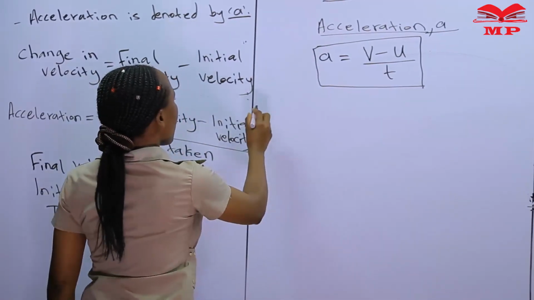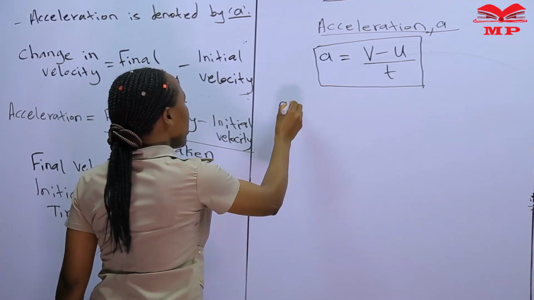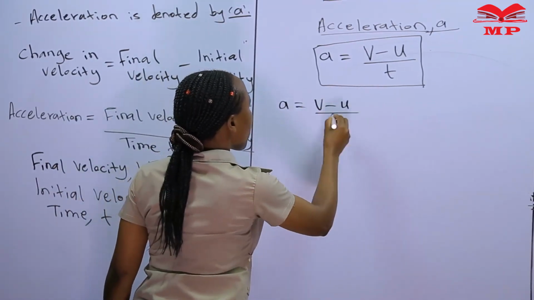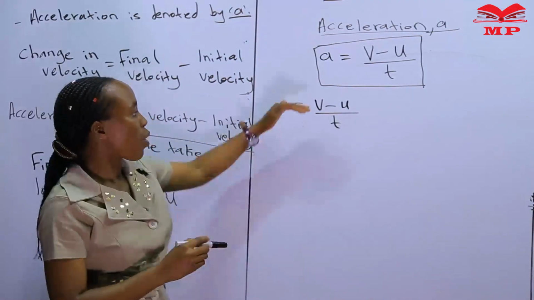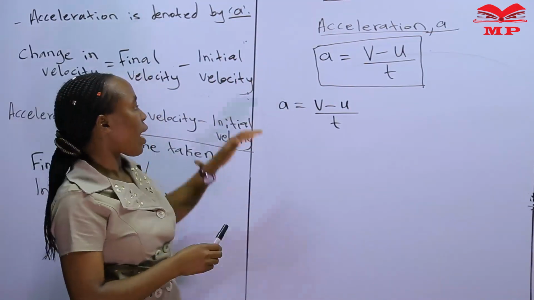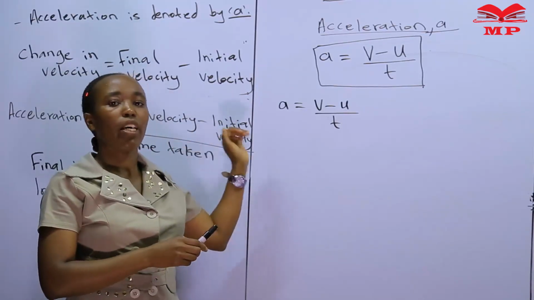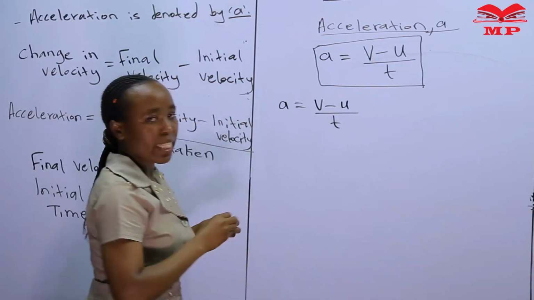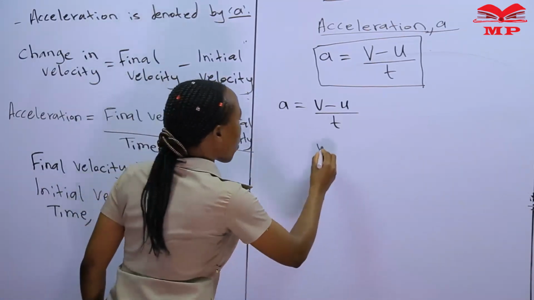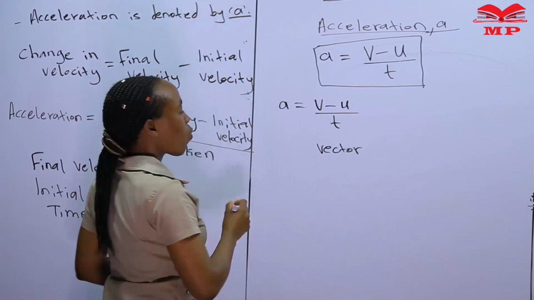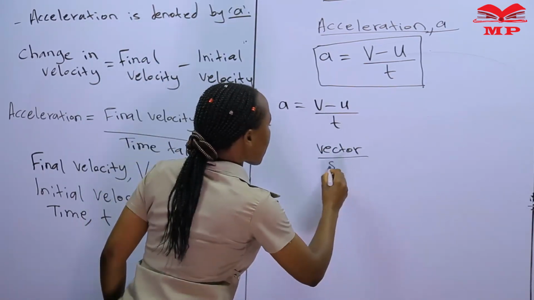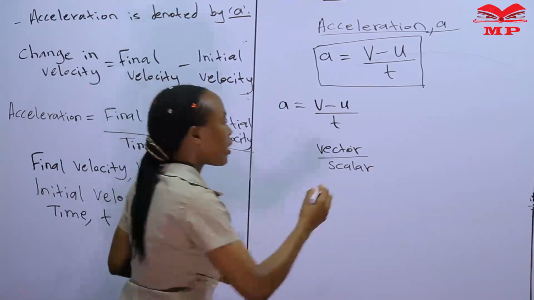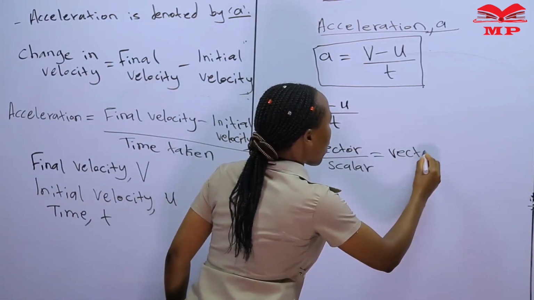Therefore, we can also continue and say, now that we know that acceleration A is change in velocity, that is V minus U all over T, we also need to get from this, we will be able to know whether acceleration is a scalar quantity or a vector quantity. We know that this change in velocity, the velocity is a vector quantity. So we are having a vector quantity, and we know that time is a scalar quantity. So a vector quantity divided by a scalar quantity, we also get a vector quantity.